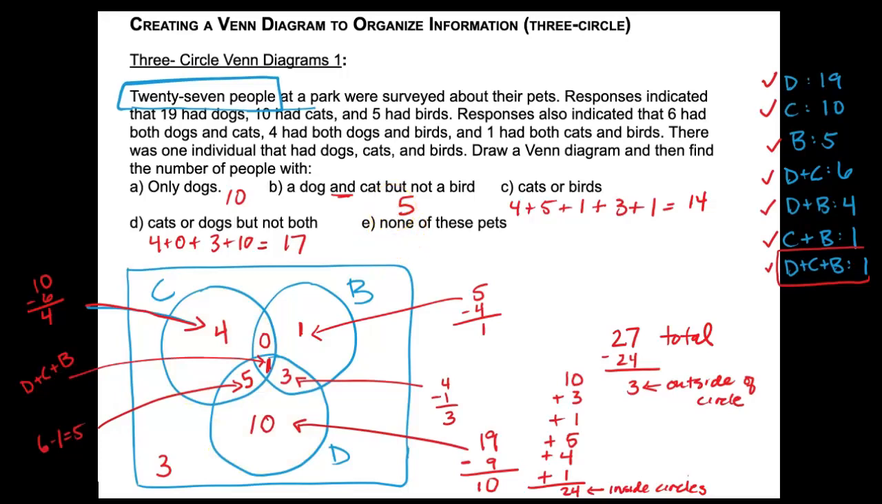Well, since we did all the hard work doing the Venn diagram, this is really easy to answer. Not so easy in the beginning, but now that we have the diagram, it's easy, and that's that 3. So that 3 is referring to the number of people that would be in the outside of the Venn diagram that don't have any of those pets. So 3 people have none of these pets.